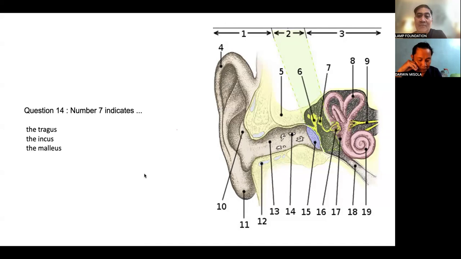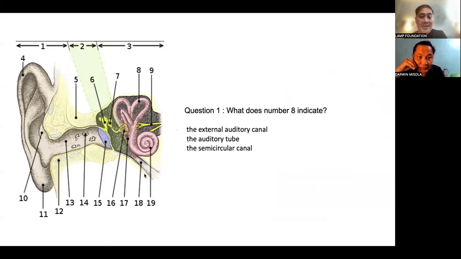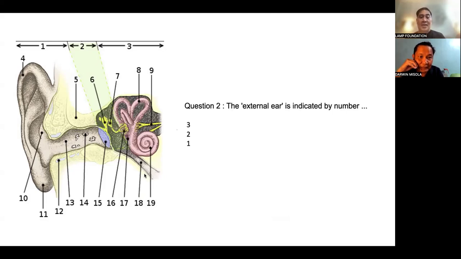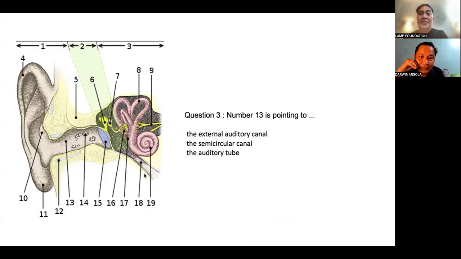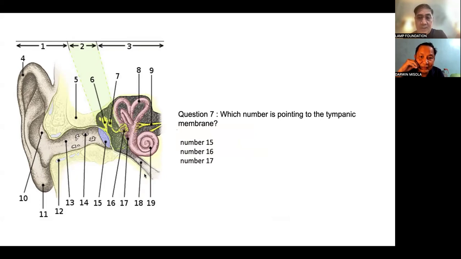Okay? Number 7 indicates? The incus. The stapes in the oval window is indicated by number? 16. What does number 8 indicate? The semicircular canal. The external ear is indicated by number? 1. Number 13 is pointing to? External auditory canal. Number 18 indicates? Auditory tube. Number 12? Elastic cartilage. Which number is pointing to internal ear? Number 3. Which number is pointing to tympanic membrane?